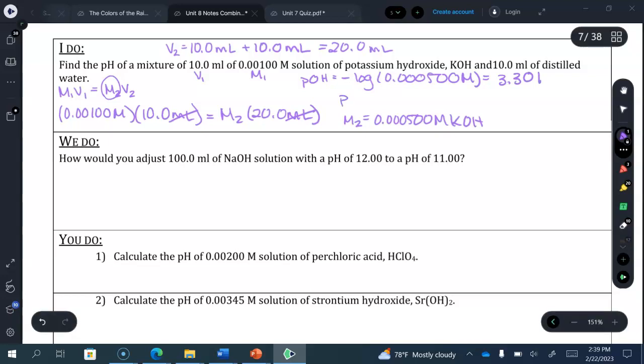Okay, and we also know that pH plus pOH is 14, so we can say that the pH is equal to 14 minus the pOH, which we said was 3.301, so we end up with a pH equal to 10.699.